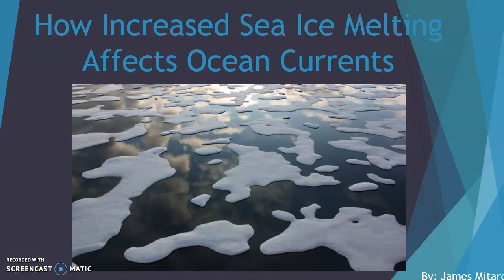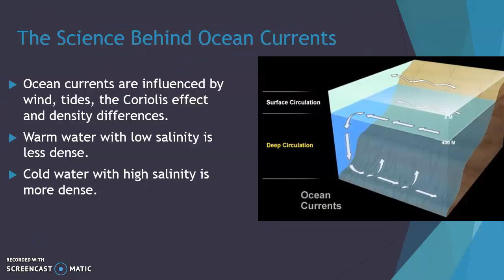Hello everybody, my name is James Mattard, and the topic for my presentation today is how increased sea ice melting affects ocean currents. Ocean currents are influenced by a number of factors including wind, tides, the Coriolis effect, and density differences. We're going to focus on how density differences impact ocean currents.